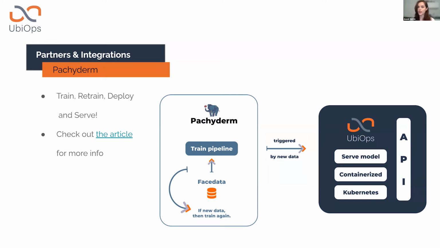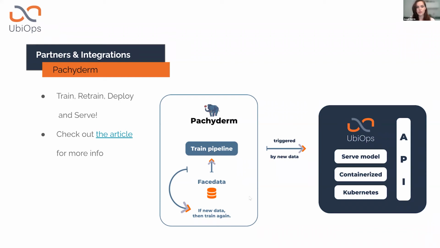So the option they have is to only update with that extra data that you added in, so that you don't have to go over the entire cycle again when retraining and updating. And we've written about an example of how you can put Pachyderm and UbiOps side by side. The example architecture of what we've done in the article you can see here.